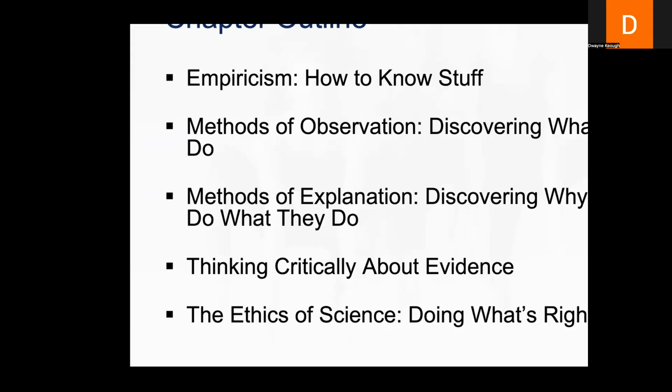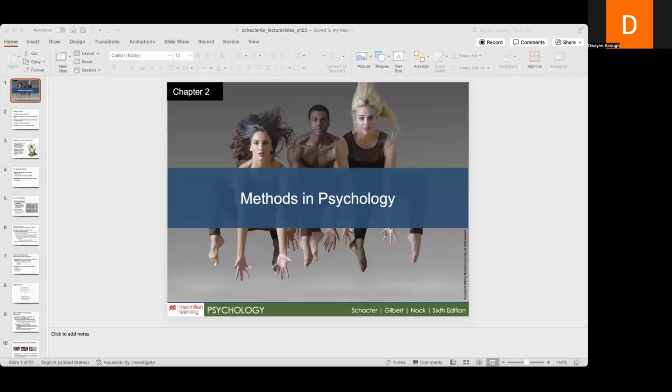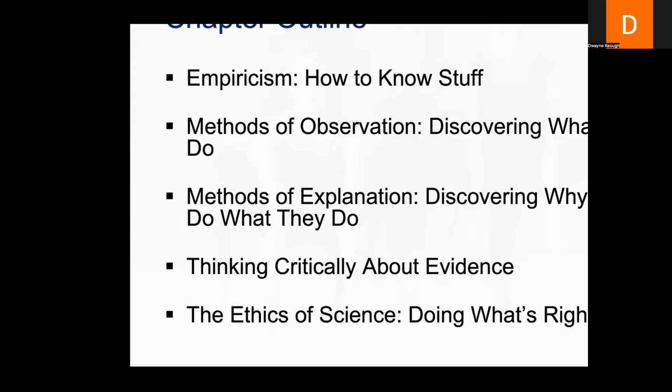Methods of explanation. Why do people do what they do? It's one thing to know that we do things, but it's another to know why we do them. We have to think critically about the evidence we're presented, and ultimately some ethics of science, doing what's right.